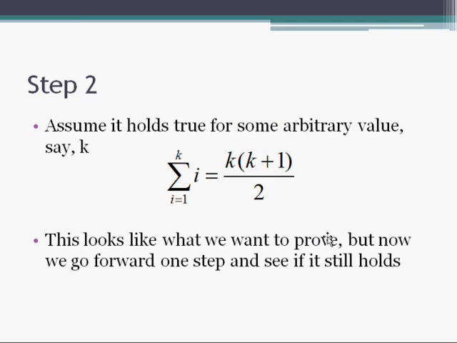For step 2, we assume that this is in fact going to hold true for some arbitrary value. I'm using the variable k, but it could be anything that you choose in particular. So obviously this looks like what we want to prove, but now what we're going to have to do is use this to prove that the thing works in the very next case. Because we assume that this is true up to the first k integers in this case.